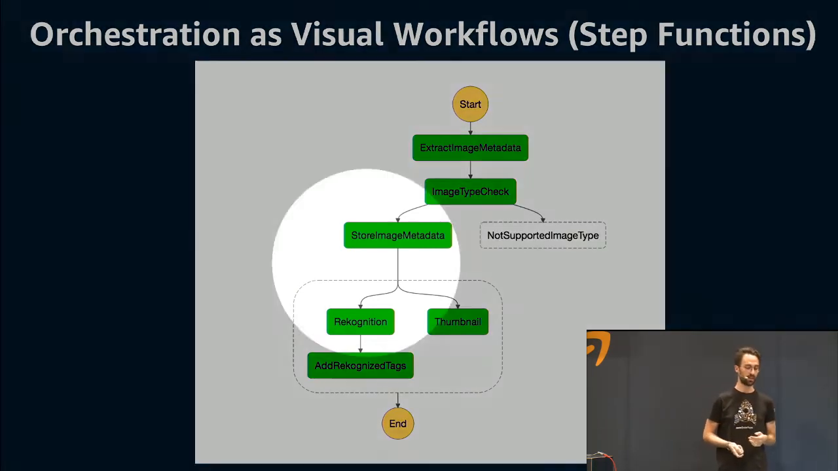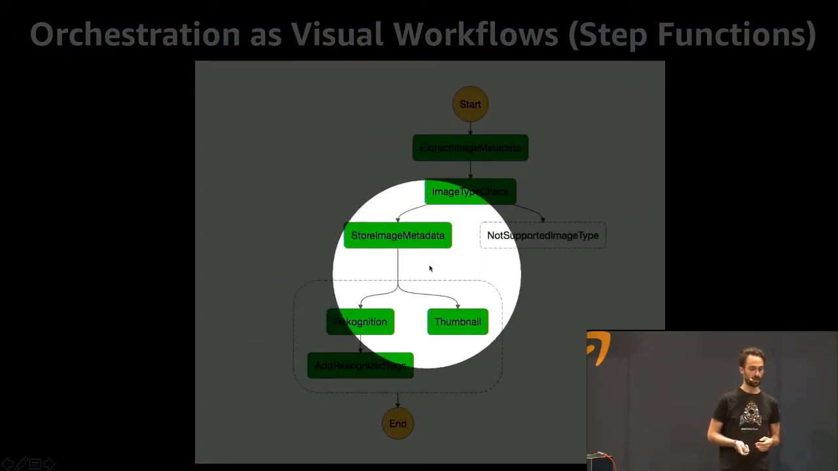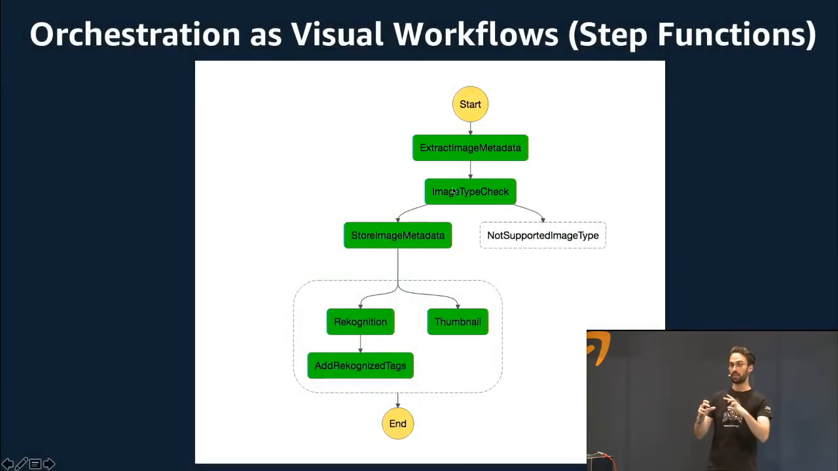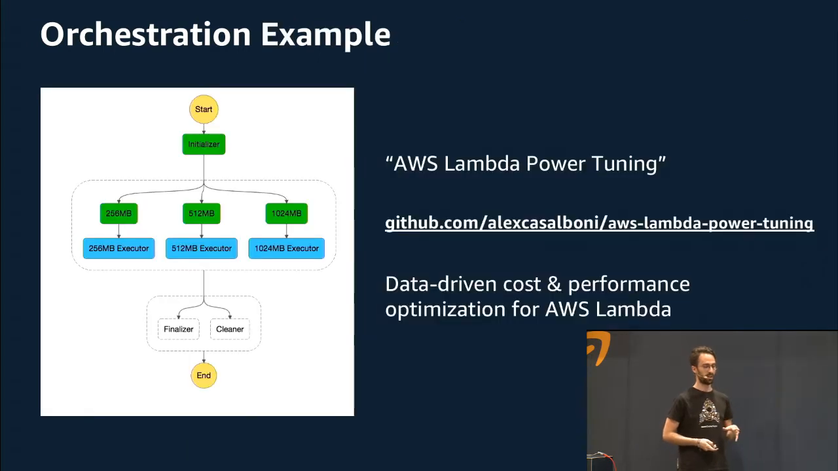And in this case, you have a starting point, and then each and every one of these steps can be either a Lambda function, it could be a wait state, or it could be even a direct integration with some of the services, like writing into a database or reading from a queue. You don't have to write that code once again. You can just integrate it. So Step Functions is pretty cool.